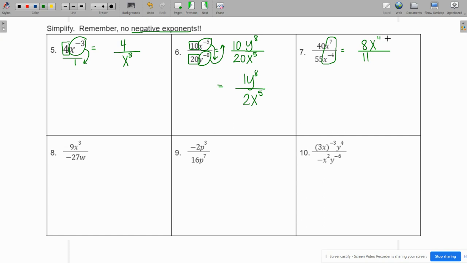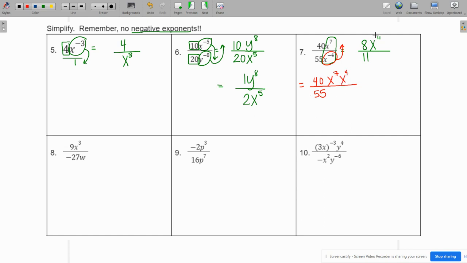But a lot of times we don't feel as confident, honestly, with the rules, which I know sounds a little bit weird, but sometimes it might have been easier just to expand it. So let me show you how I would have done that. So I would have done 40 and 55. Those get to stay put. X to the 7th, there was nothing wrong with that. The only thing that would have had to move is x to the negative 4th, moving it up to the numerator to make it x to the positive 4th.